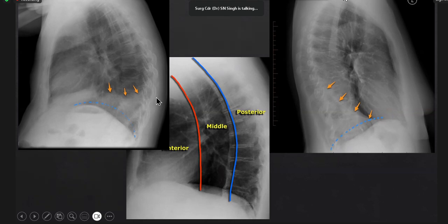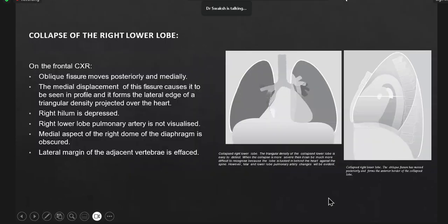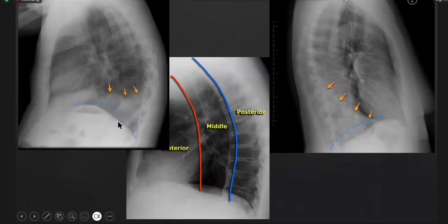What do you think? Is this a right lower lobe collapse or a left lower lobe collapse? Dr. Swaksh? Yes, sir. What do you think? Right lower lobe pathology or a left lower lobe pathology?